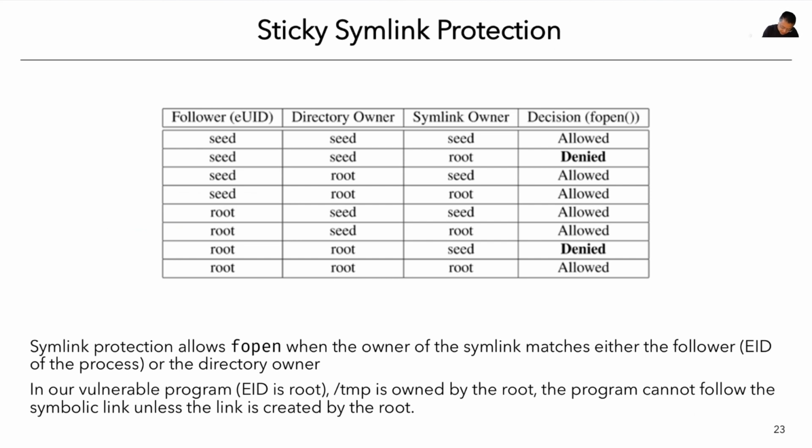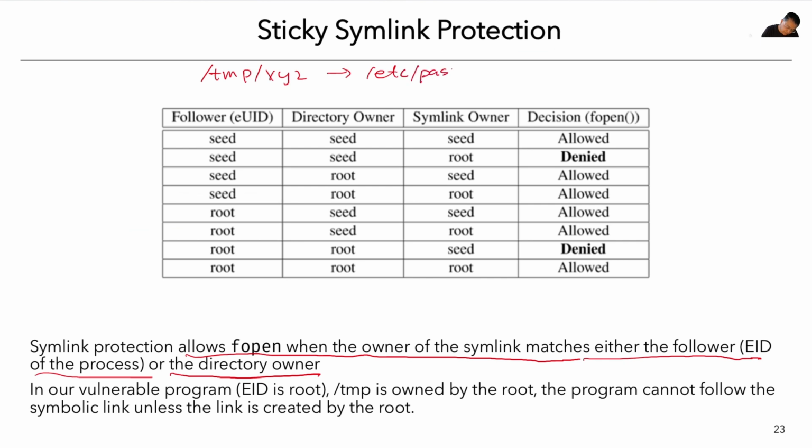The symbolic link protection will allow fopen when the owner of the symbolic link matches either the follower or the EUID of the process, or the directory owner. The follower is whoever follows the link. So if we have a symbolic link to, say, /etc/passwd, when we do the permission check, we will follow this link.